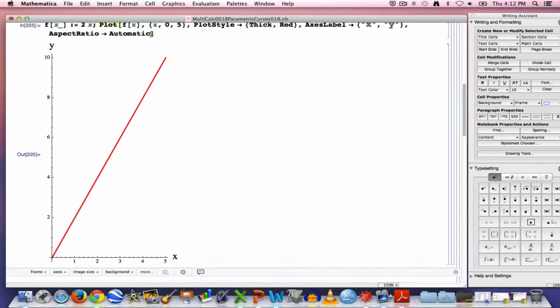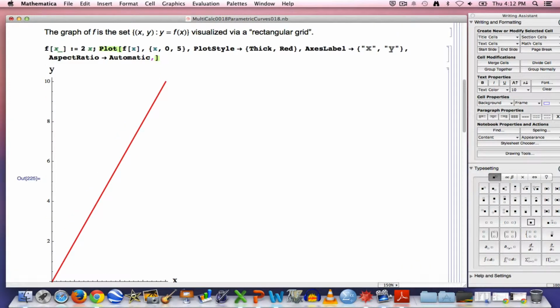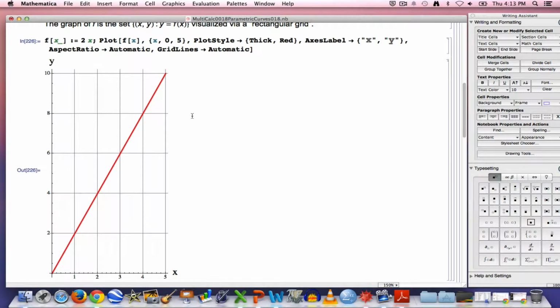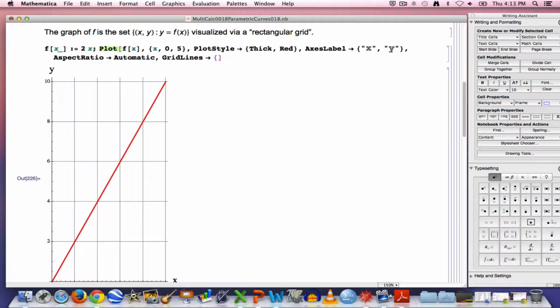I can make that a little bit more clear by adding another option in here called GridLines, capital G, capital L. Arrow. If I put Automatic here, Mathematica will pick where it wants the grid lines. There they are, and here we can more easily see that the point whose coordinates are (3, 6) in rectangular coordinates is on the graph right there. Alright, I also want to emphasize that you can change the grid lines, and this is going to be useful for us when we do the polar plot.